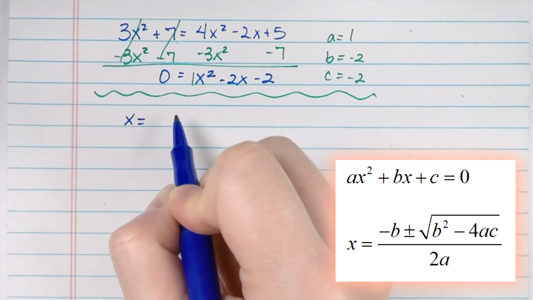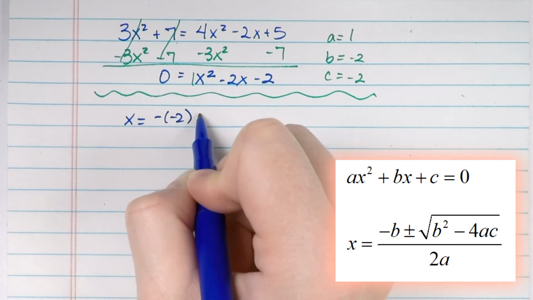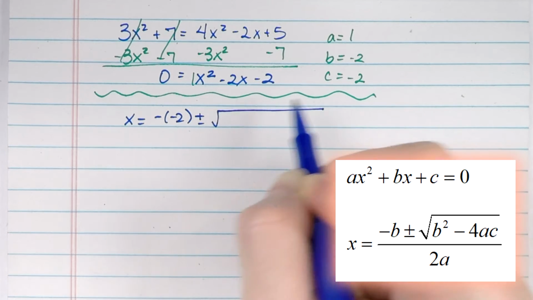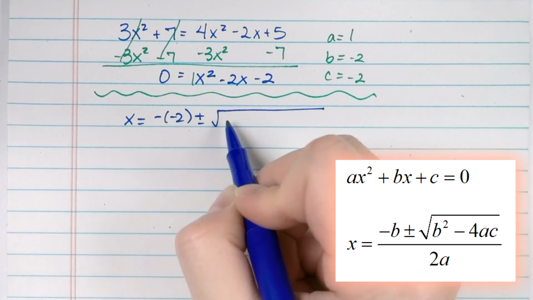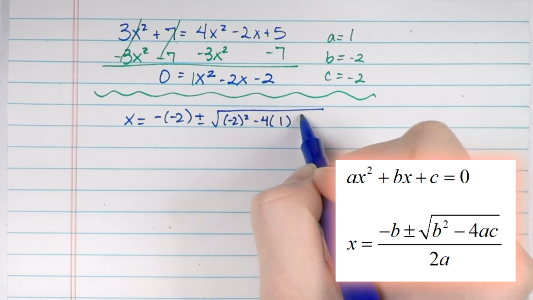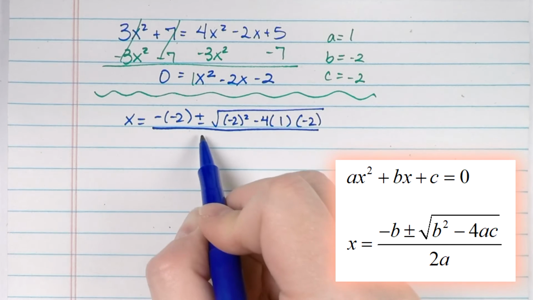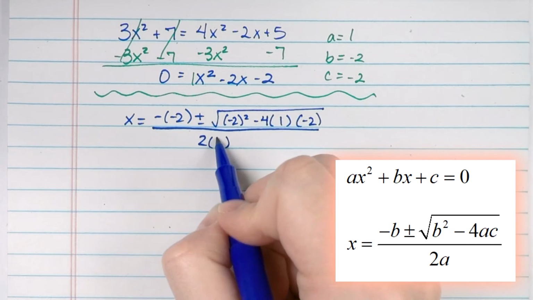Alright, so plugging in, x equals, we're going to do the opposite of b, so the opposite of negative 2, and then plus or minus our square root, b squared minus 4ac, so I'm going to do negative 2 squared minus 4 times a, which is 1, and then times c, which is negative 2. And the whole entire thing is divided by 2 times a, and our a value is 1.